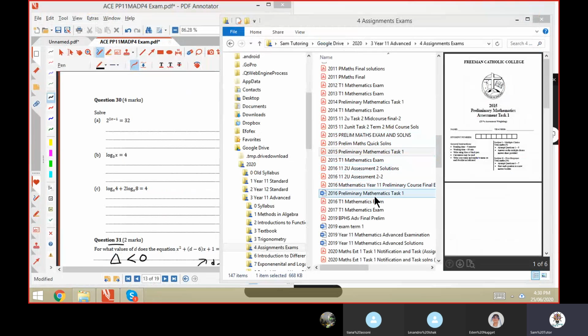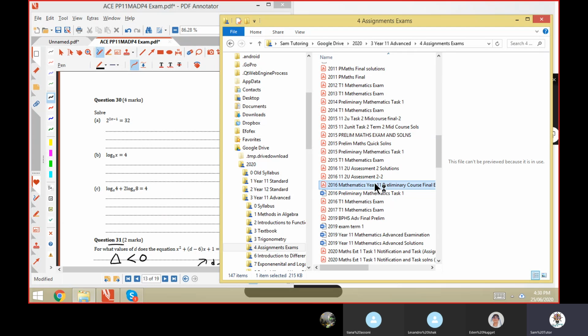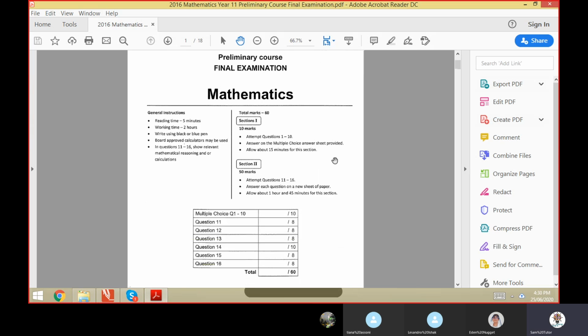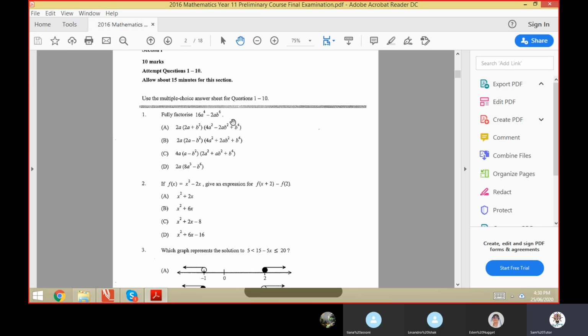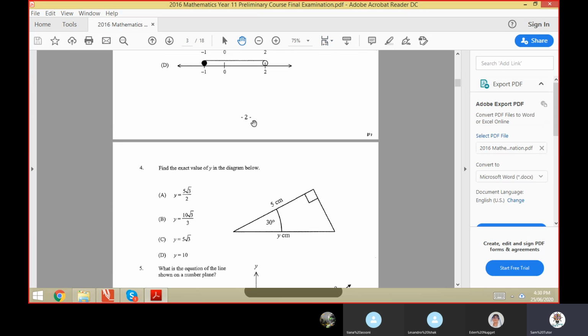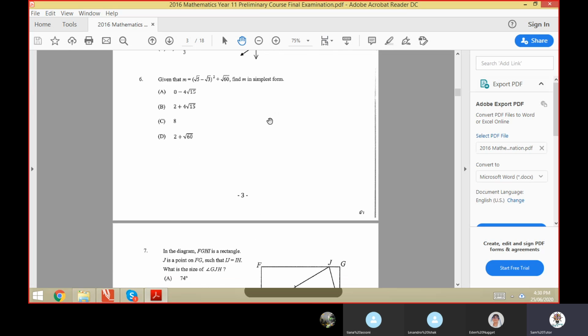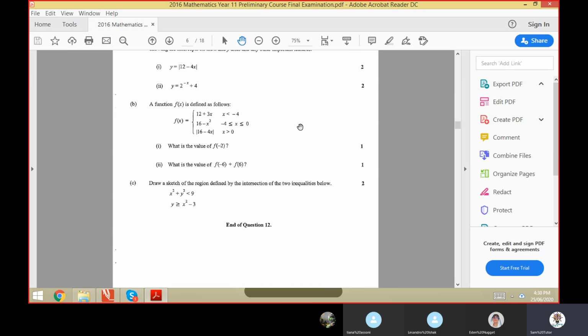Let me see if I can get you 2016 preliminary. Here it is. Here's another one. So there, you just start. You get what I mean? There's no, oh yeah, this is an A level or a B level. You're just doing questions. Does that make sense?